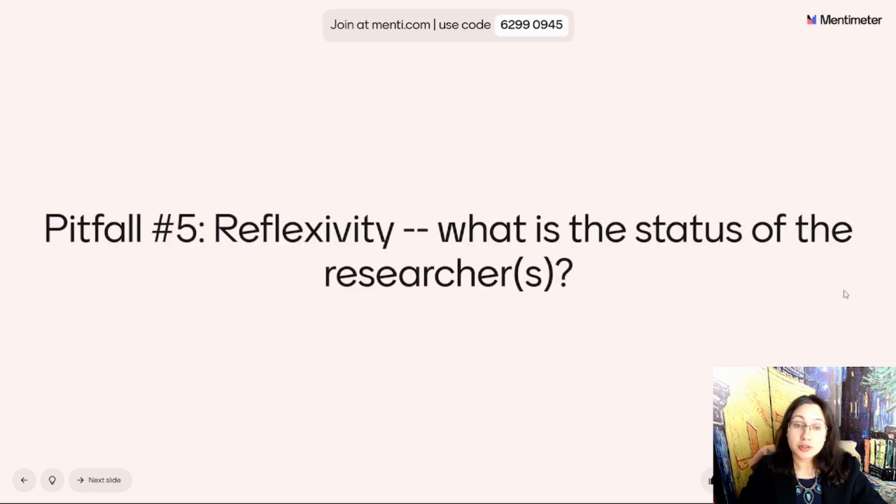Pitfall number 5, so I touched on this before, reflexivity. With qualitative research, we have to be very mindful of our status and our experiences and our perspectives, perceptions as researchers. Often this is something that will be declared in a research protocol, in a research manuscript. It can also be helpful to consider this when you're setting up your research team. For example, if we're doing medical education research, it can be really helpful to have some folks in the medical education spectrum, so a medical student, a resident, depending who you're studying, who can lend that perspective when you're looking at the data.